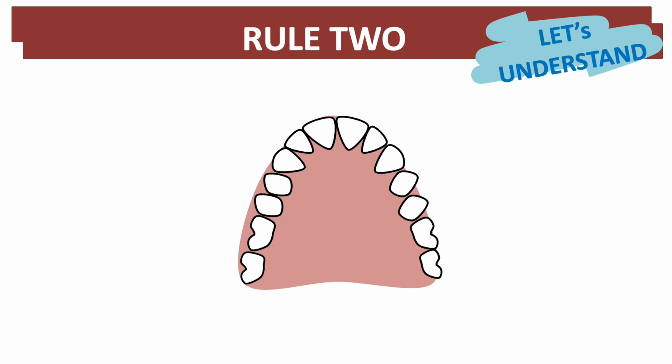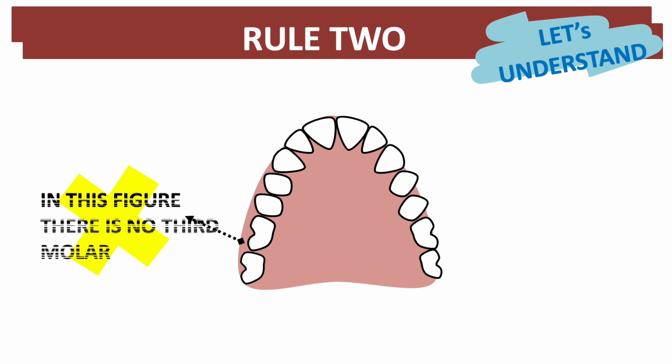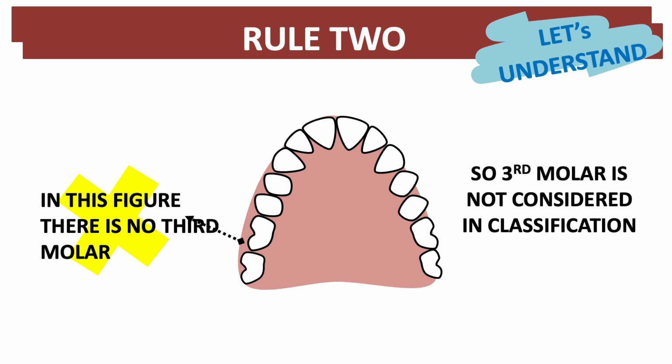As you can see in this figure, the third molar is not present. We are not removing the third molar, it is already not present, so it is not considered in the classification. Get it? If it is present and we have to extract it, then it is considered in the classification. Until and unless, it will not.